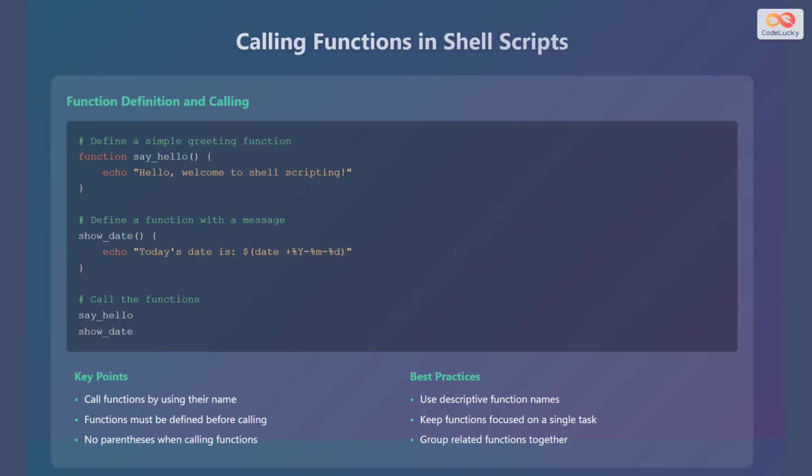Best practices to keep in mind. Use descriptive function names to clearly indicate what the function does. Keep functions focused on a single task to improve modularity. Group related functions together in your script to enhance organization.